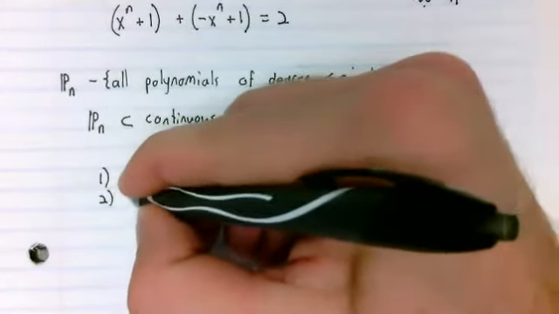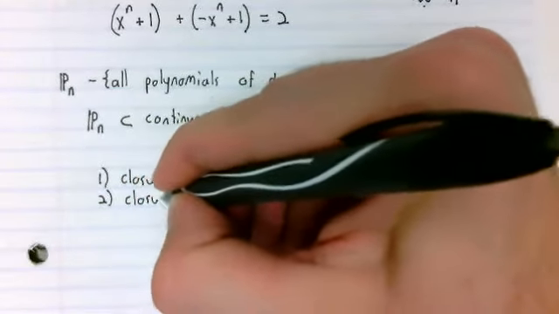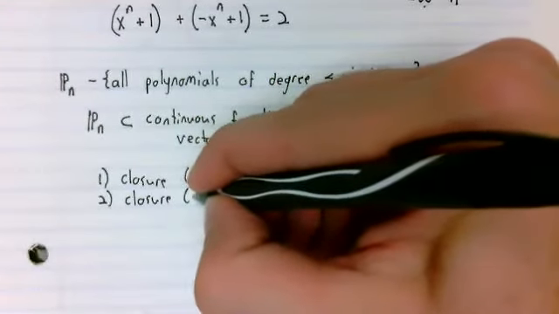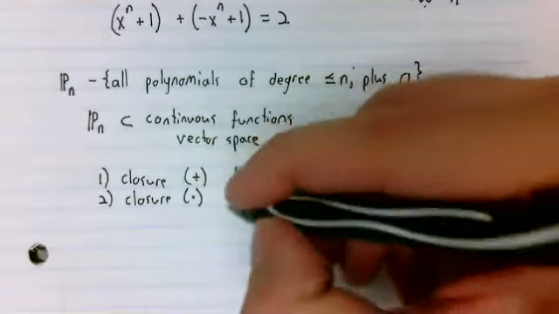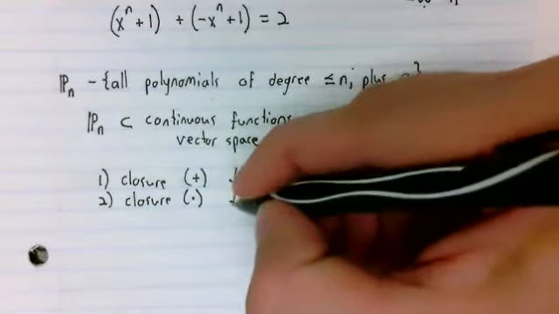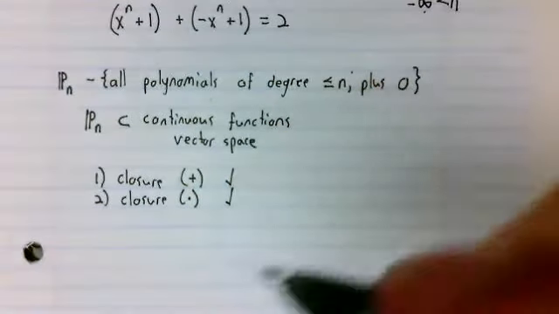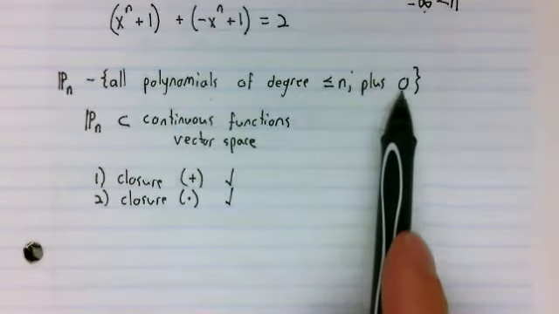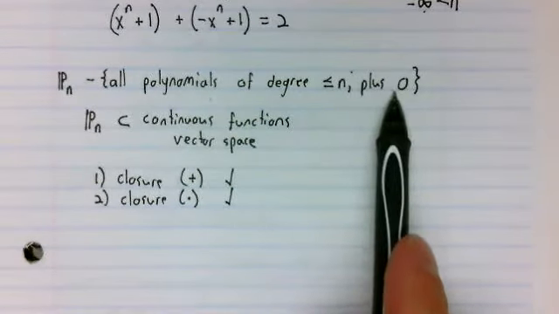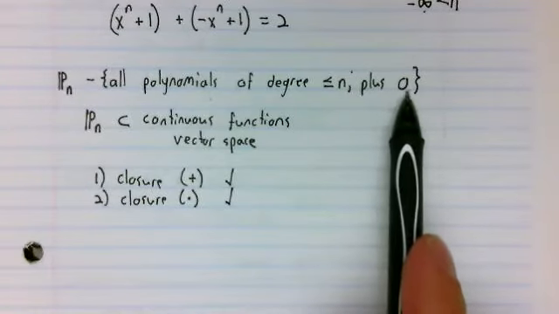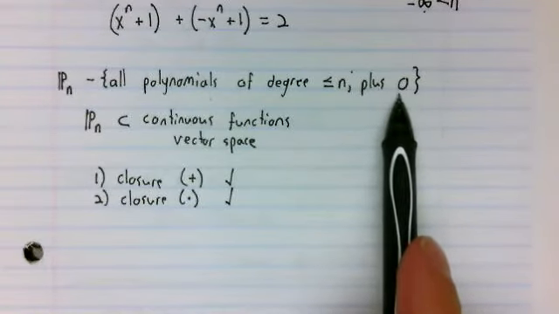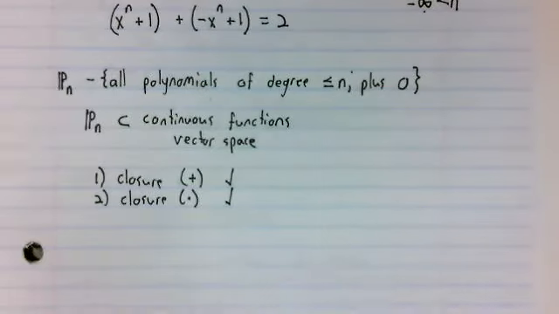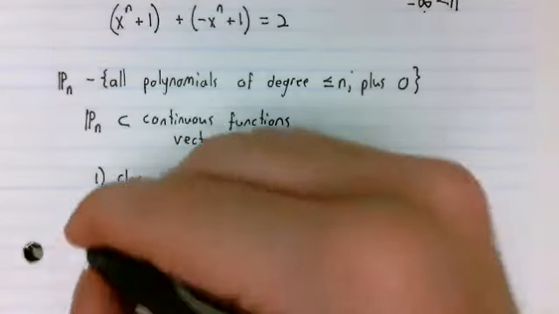Closure under scalar multiplication? Check. Multiplying by the scalar 0 gives you 0, and we've made sure that 0 was in here. Multiplying by any other scalar doesn't change the degree.